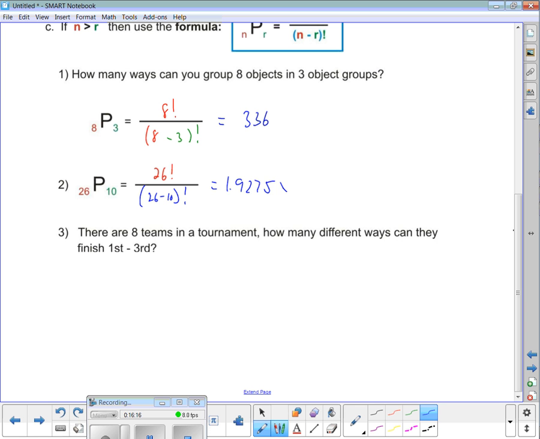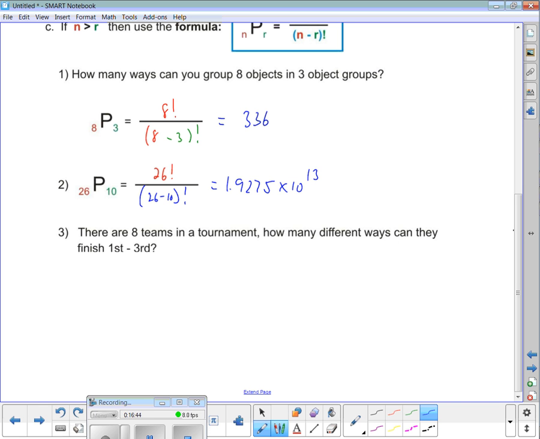1.9275. Who knows where to stop? Because look at this thing. It's times 10 to the 13th. To the 9th is billion. To the 12th is trillion. So this is like 19 trillion. Let me punch that one more time. It's bothering me. Make sure I punch everything correctly. All right, 26 factorial divided by 16 factorial equals 1.9275 times 10 to the 13th.